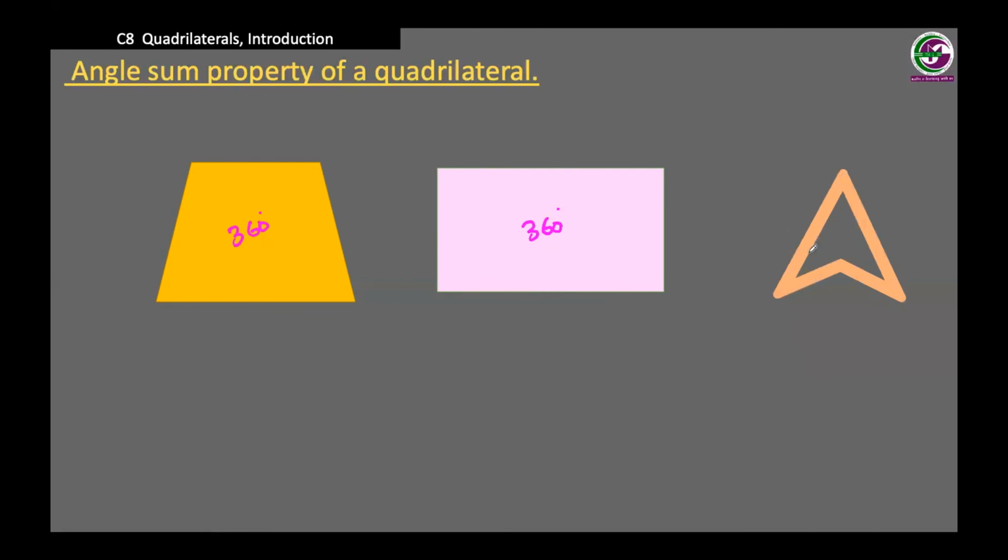Even in an arrowhead, even though it is a concave quadrilateral, concave polygon, it will be 360 because this is a reflex angle, but we still have 3 acute angles. So this will also be 360 degree. These are all general information about the angles and property of a quadrilateral. So remember that angles and property of a quadrilateral total should give you 360 degrees. Hope the idea is clear.